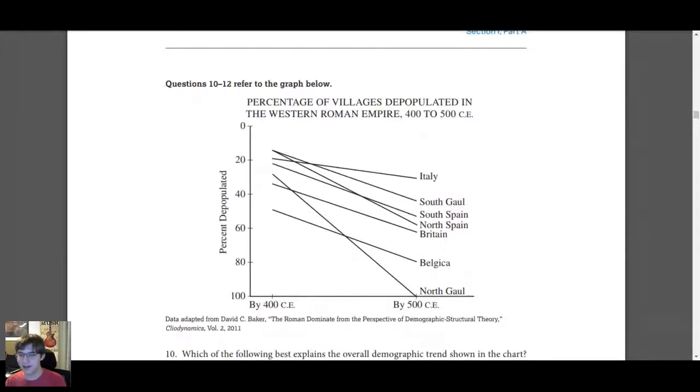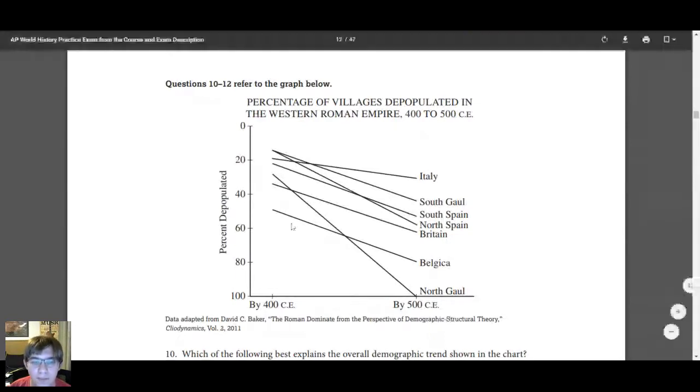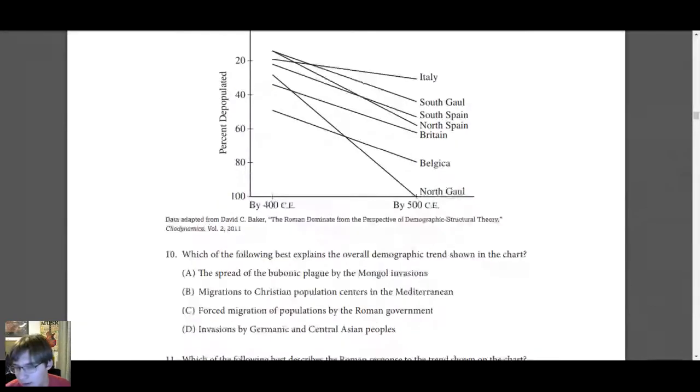Everyone here is saying plague. Exactly. Move on. Okay, I see a lot of you saying the Black Plague for number 10. So let us start thinking about number 10. Which of the following best explains the overall demographic trend shown in the chart? So first, what is the demographic trend shown? Just let me know. What can you see? Is population going up, down, left, right, northeast, southeast? All right, down, death, leaving.